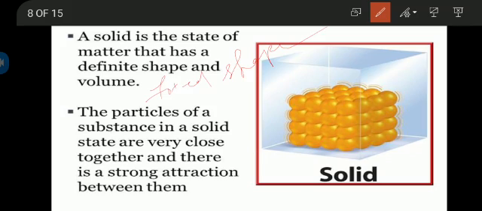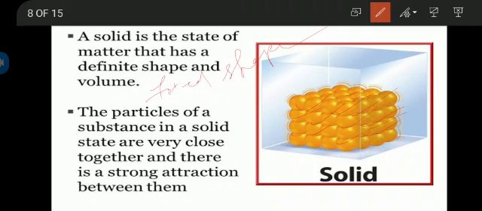Okay. The particles of a substance in a solid state are very close to each other and there is a strong attraction between them. As the molecules in a solid are packed together, you can see here how the molecules are closely packed with each other, and that's why they cannot move freely due to the strong force of attraction between them. Okay, so in the solid the molecules are very tightly packed with each other.